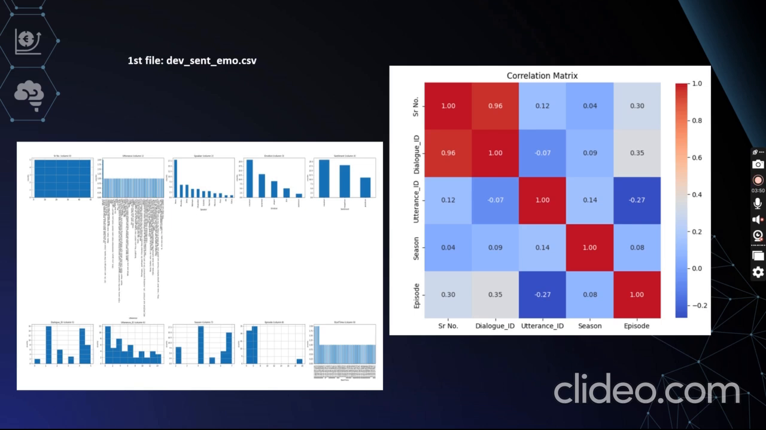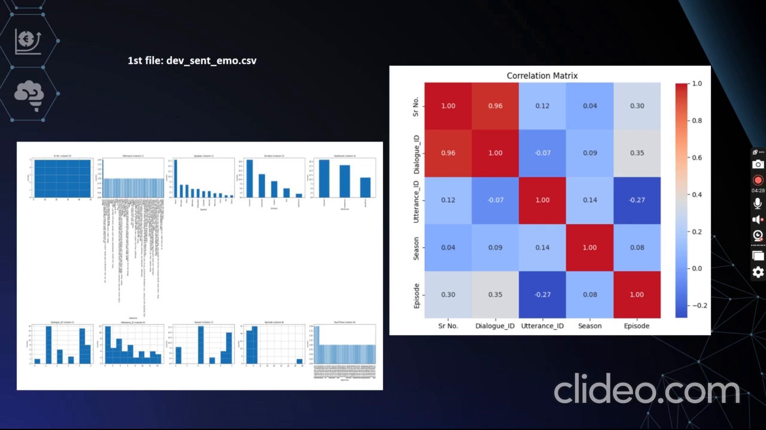Utterance ID and episode, here we can see a result of minus 0.27, which is a weak negative correlation. Utterance IDs tend to slightly decrease with higher episodes, possibly due to shorter dialogues or fewer turns in later episodes. Utterance ID and dialogue ID, we are getting minus 0.07, which is a negligible or weak correlation. Utterance index within a dialogue is not related to dialogue ID, which makes sense.